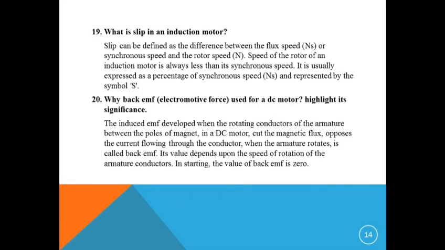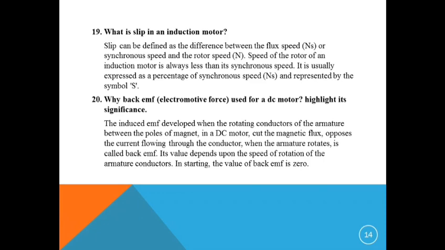What is slip in an induction motor? Slip can be defined as the difference between the flux speed Ns or synchronous speed and the rotor speed N. Speed of the rotor of an induction motor is always less than its synchronous speed. It is usually expressed as a percentage of synchronous speed Ns and represented by the symbol S.